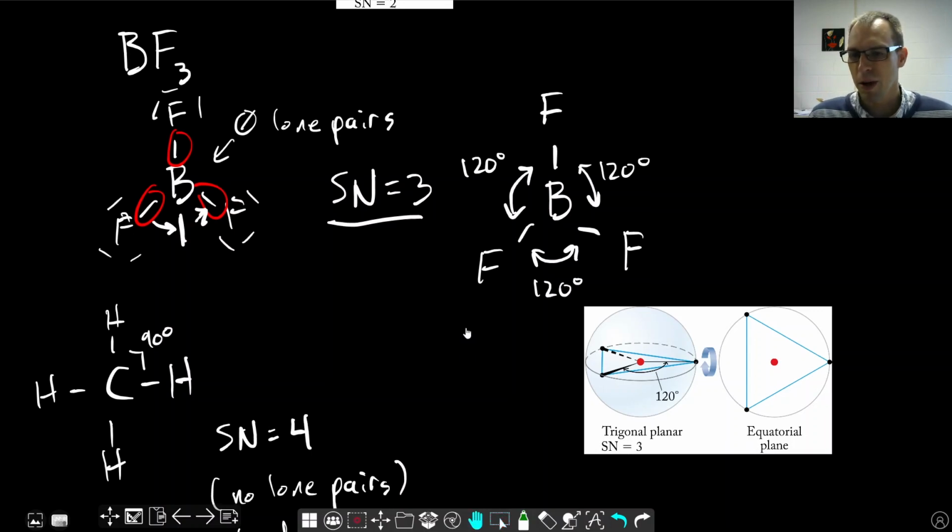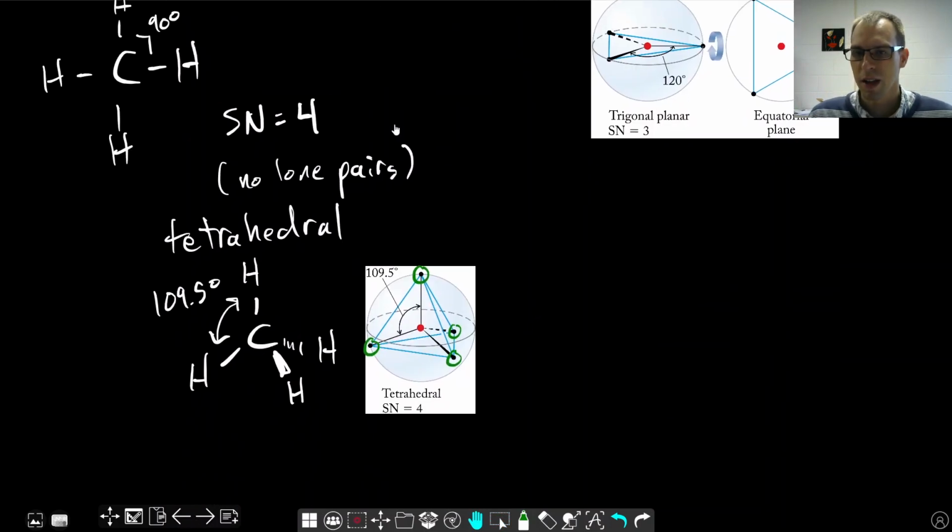And then our final one, in this video at least, looking at steric number of 4, is this tetrahedral geometry. So now we're not dealing with things that are in a flat plane anymore, but this is now this tetrahedral pyramid shape that we have for methane.